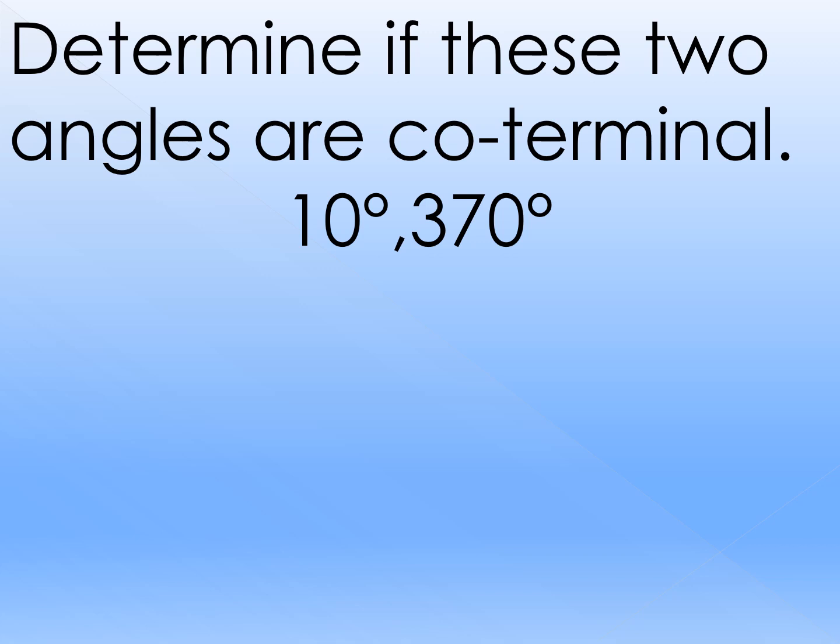Let us now proceed with determining if the two angles are coterminal to each other. In order for us to know if the two angles are coterminal to each other, we will just simply subtract the two angles, and the difference should always be divisible by 360. So let's subtract. 370 minus 10 is equal to 360. As you can see, 360 is divisible by 360. Therefore, 10 and 370 degrees are coterminal to each other.